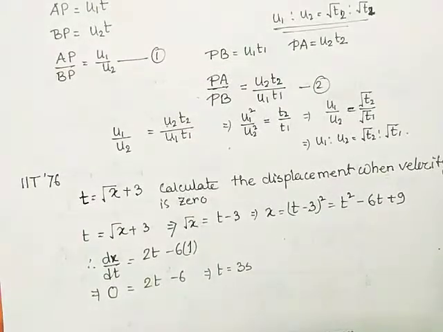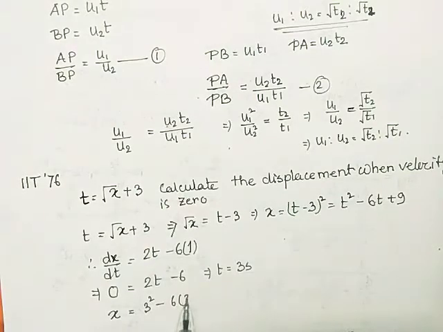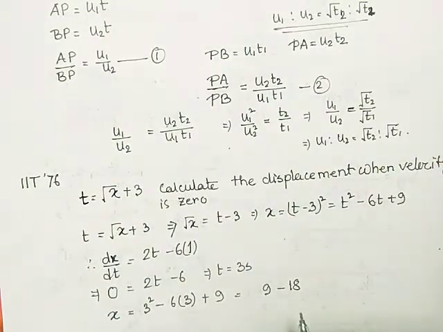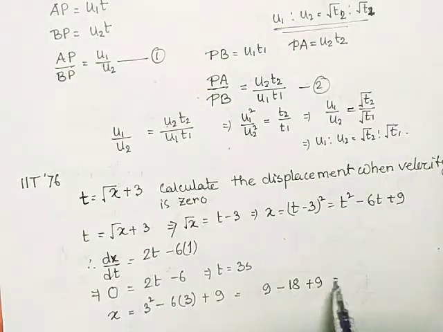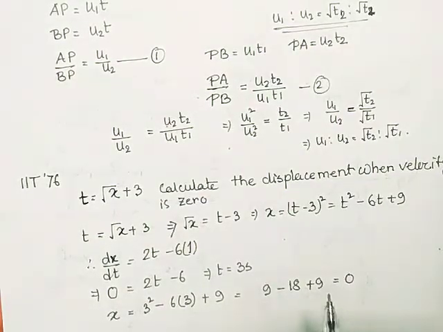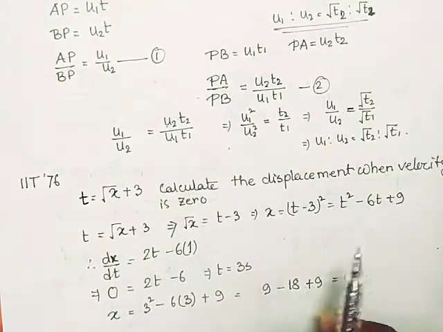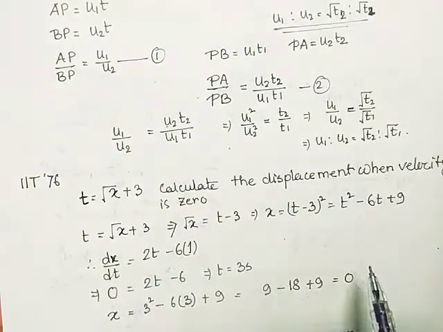If I put this in the equation, that is the displacement from the reference point, it is 3 square minus 6 into 3 plus 9. So it will be 9 minus 18 plus 9. Displacement is 0. So what implication do we get from here? That when the velocity is 0, at that time the displacement is also 0.